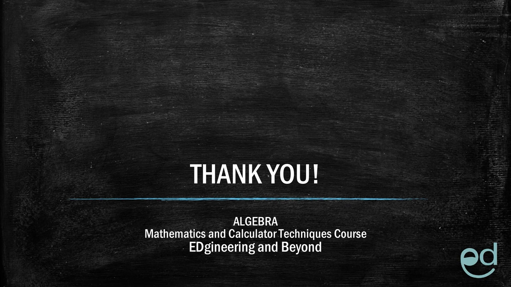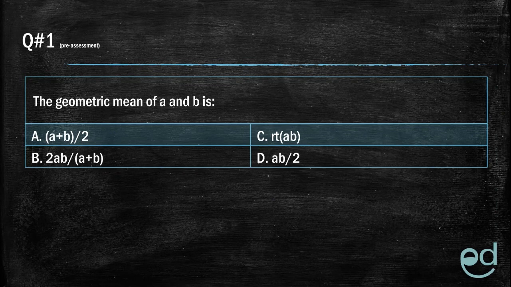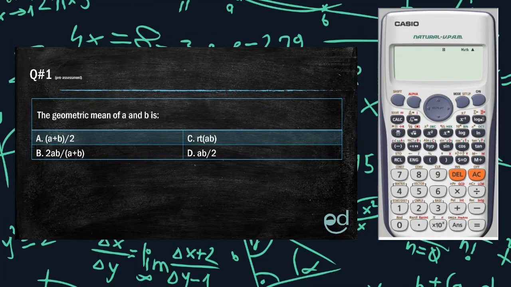Thank you for taking the pre-assessment. Again, our topic is about arithmetic and geometric progression. You will have 2 minutes and 24 seconds per question. Question number 1. From the pre-assessment. The geometric mean of A and B is A. A plus B all over 2, B. 2AB all over the quantity A plus B, C. square root of AB, or D. AB over 2. Your timer starts now.